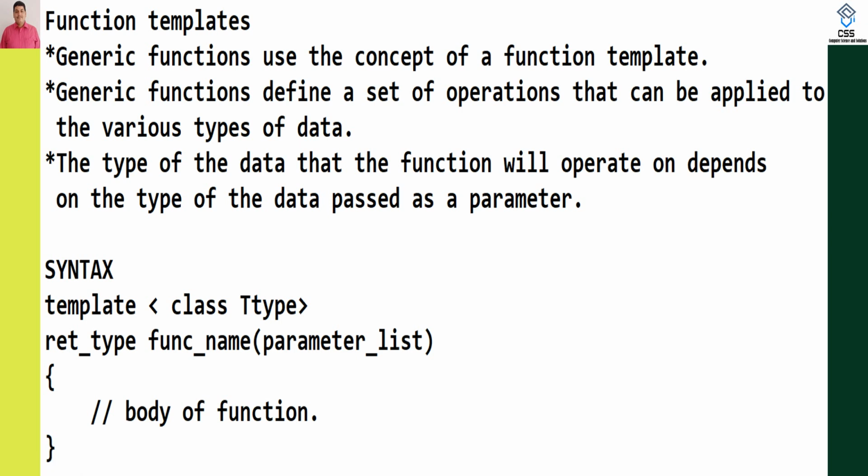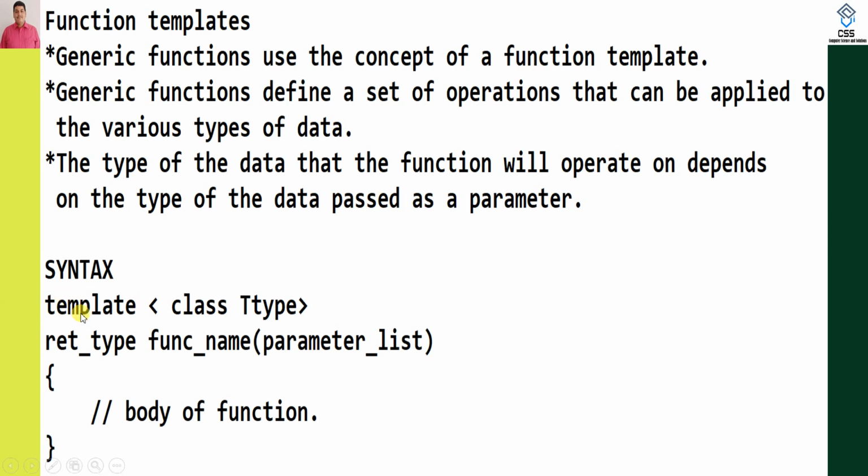What is function template? Function template can be termed as generic functions, which can contain a set of operations on various types of data. Means at a time you can pass similar type of data or dissimilar type of data. Accordingly, the parameter will work.